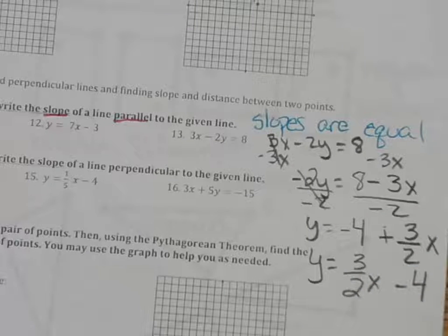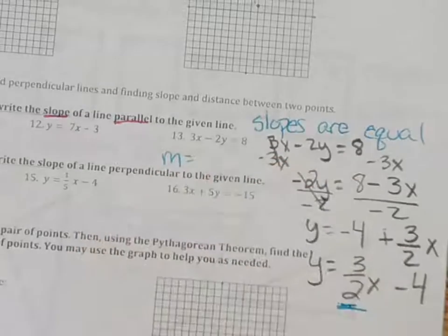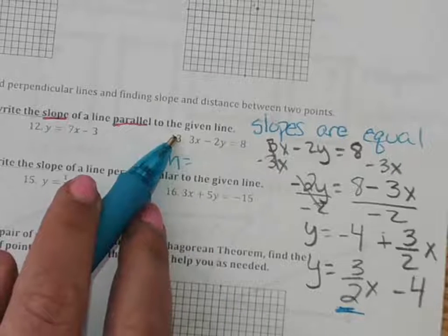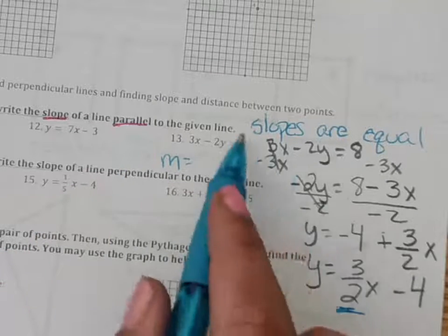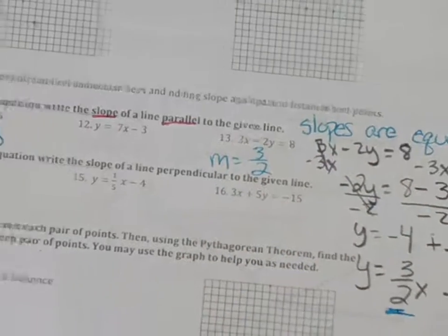Okay, so we solve for y, and then you pull out the slope. So your slope is 3 over 2. So this is m equals 3 over 2. If the slope of this equation is 3 over 2, for a parallel line, the slopes are equal. They're the same. So 3 over 2. Okay.